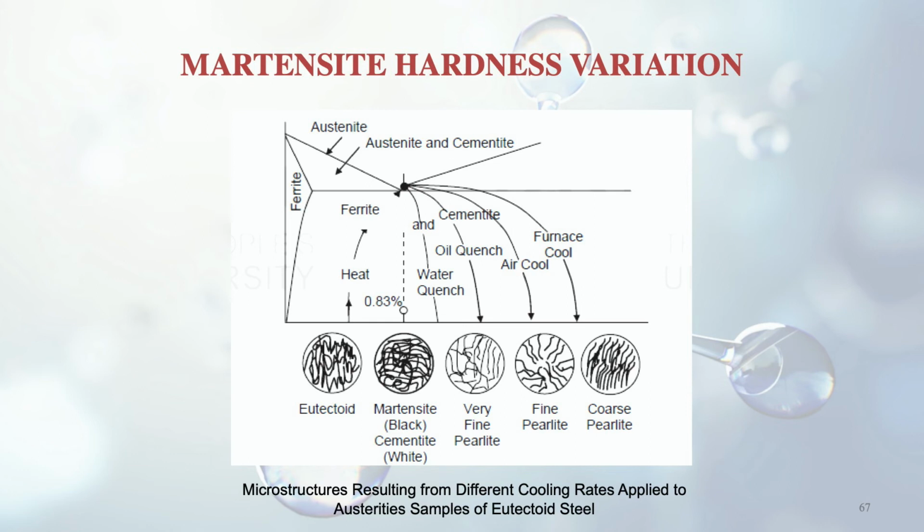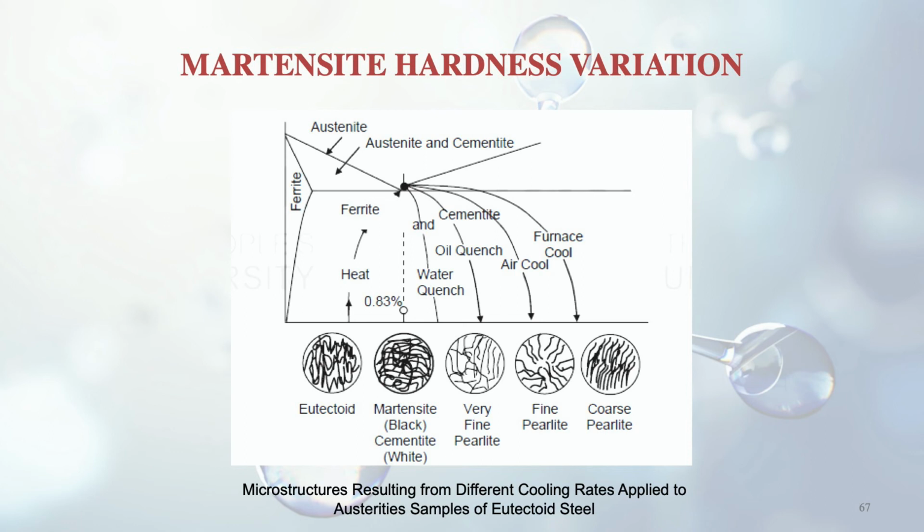Further there is oil quenching. When we do oil quenching, we get very fine perlite, which is better than the fine perlite in terms of compactness. And if we do water quenching, then we get martensite. Most of the portion is martensite, a little bit is cementite. And in the case of the eutectoid, we get the perlite, 0.83% carbon. So it's a mixture of ferrite and cementite.